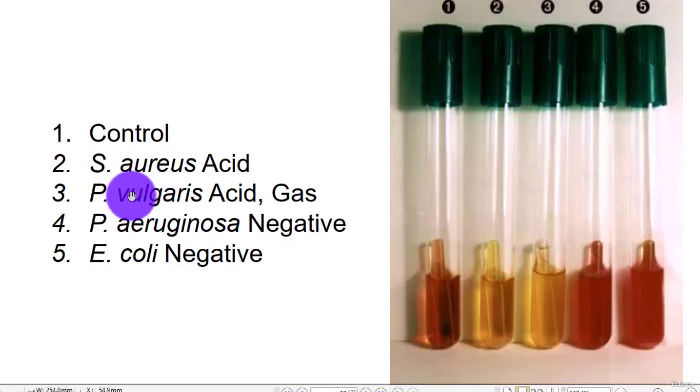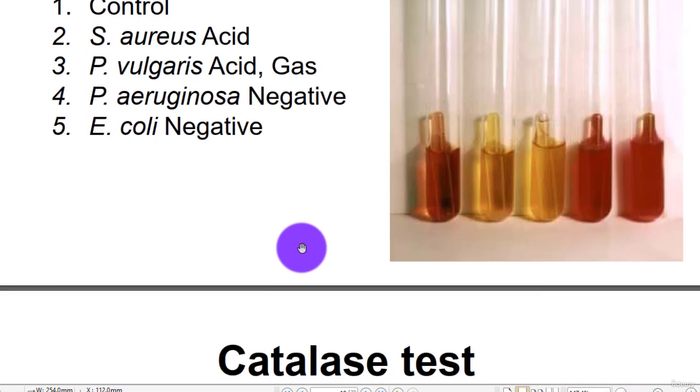Controls: Staph aureus, acid. Proteus vulgaris, acid and gas. Pseudomonas aeruginosa, negative. E. coli, negative.